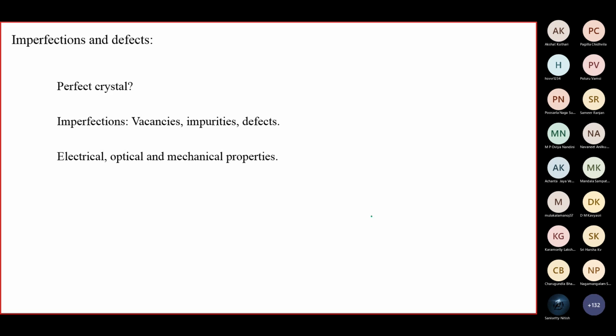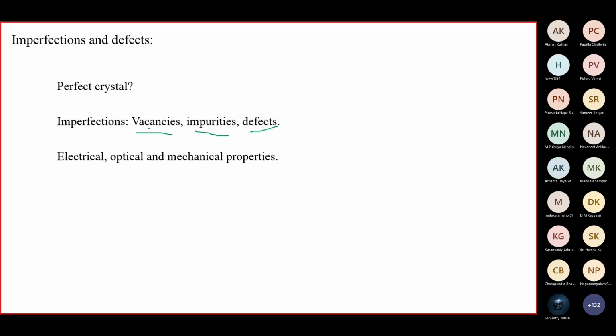That's the second thing. So if it is not perfect, then what is it? Obviously, it has to be imperfect. When I say it is imperfect, what are the imperfections? Imperfections are vacancies, impurities, and we also find defects. Vacancies are different, defects are different. Let us discuss it later.